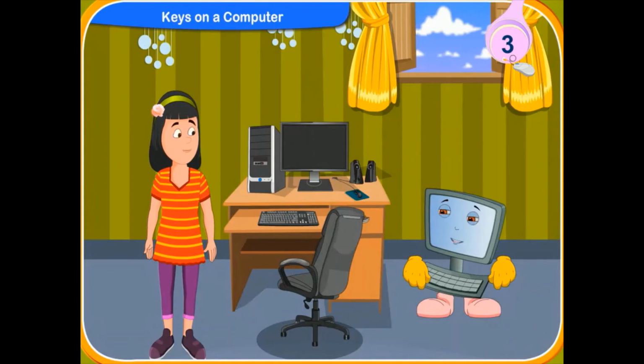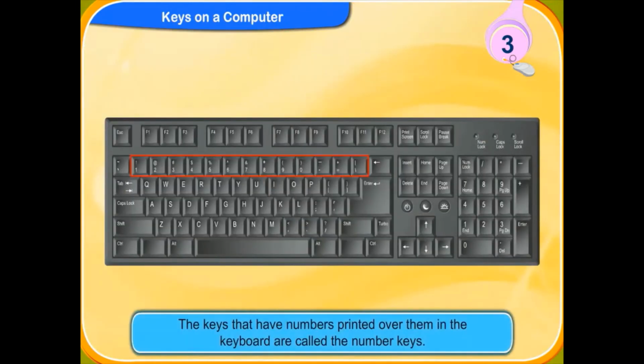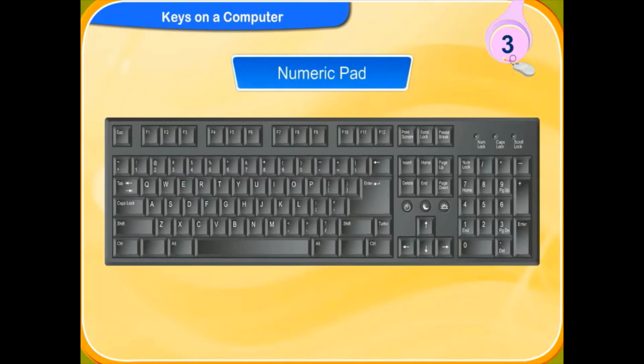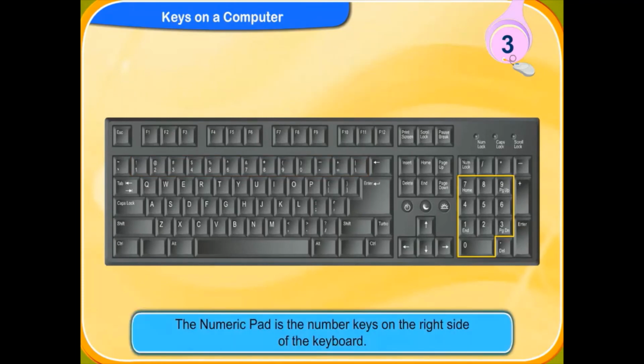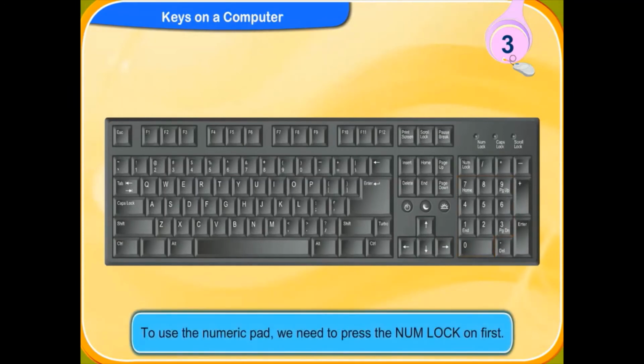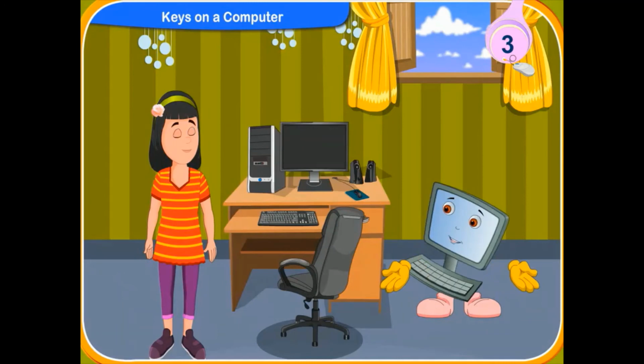What are number keys? The keys that have numbers printed over them on the keyboard are called the number keys. These keys are present in the top row. Numeric pad. The numeric pad is the number keys on the right side of the keyboard. To use the numeric pad, we need to press the Num Lock on first.